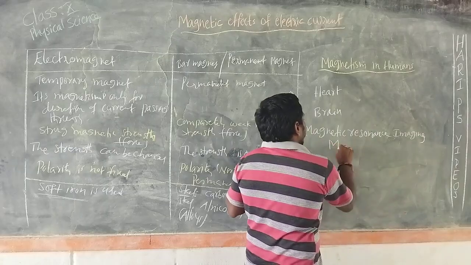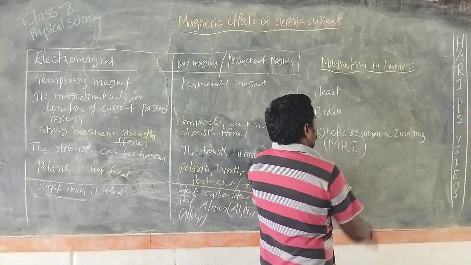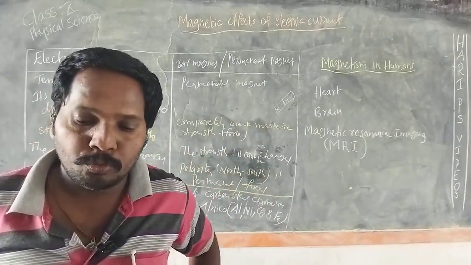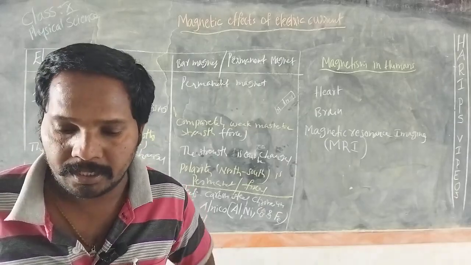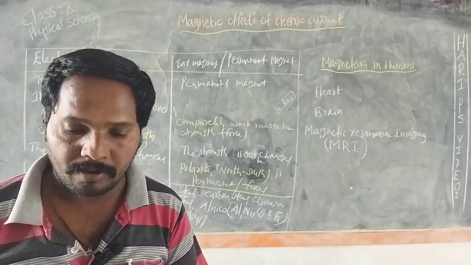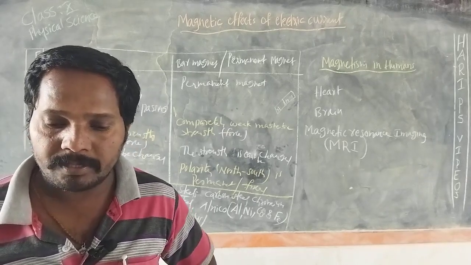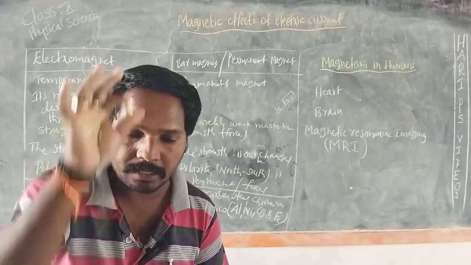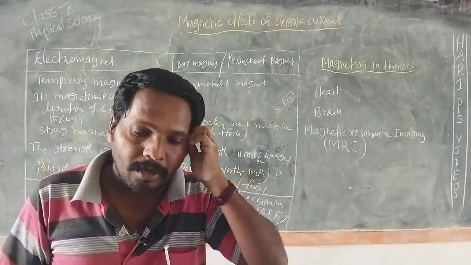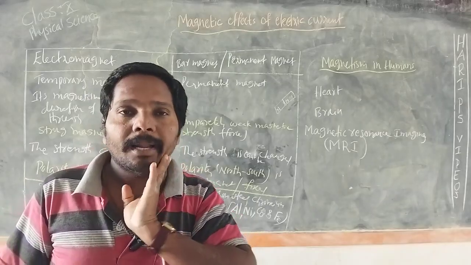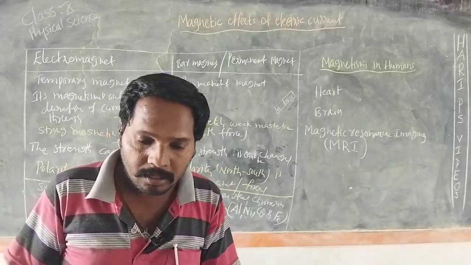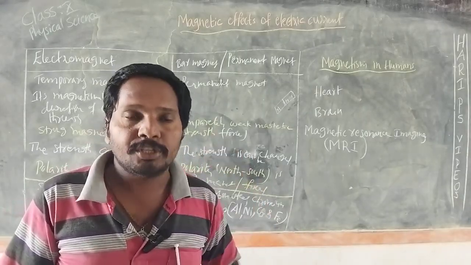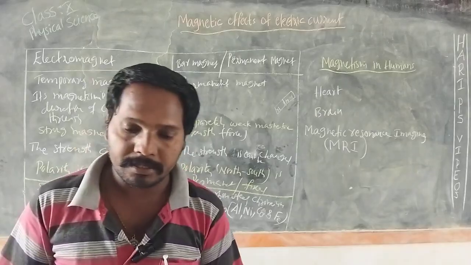You can call it MRI. MRI stands for magnetic resonance imaging, which is used to obtain images or pictures of the internal parts of our body. It is obvious that magnetism has an important use in the medical field, in medical diagnosis, because through MRI scans doctors can see inside the body. MRI can detect cancerous tissues inside the body of a person.